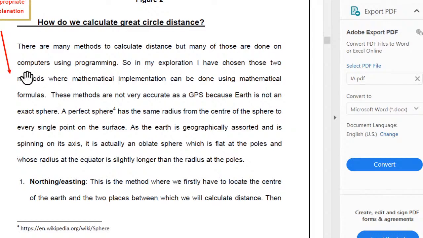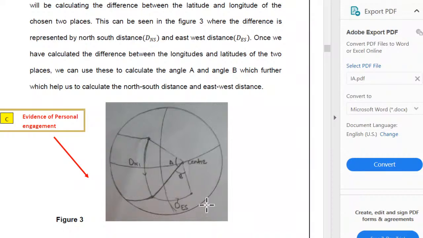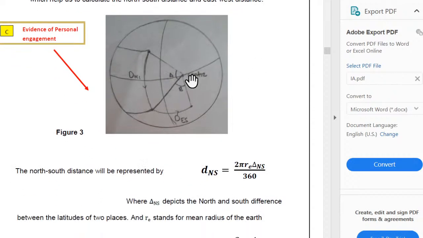We have two methods. So two methods, that's the alternative perspectives. The methods are not accurate because it's not an exact sphere. Once we have calculated the difference between the longitudes and latitudes of the two places, we can use these to calculate the angle A and the angle B. So we need these angles, so they're explaining spherical distance.